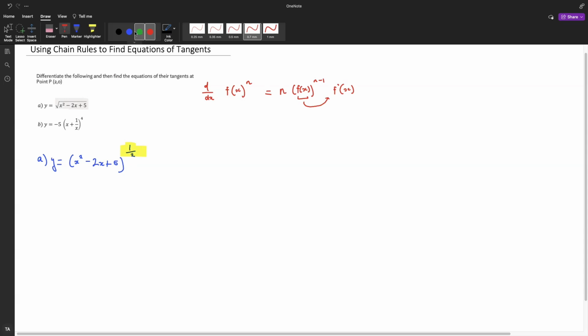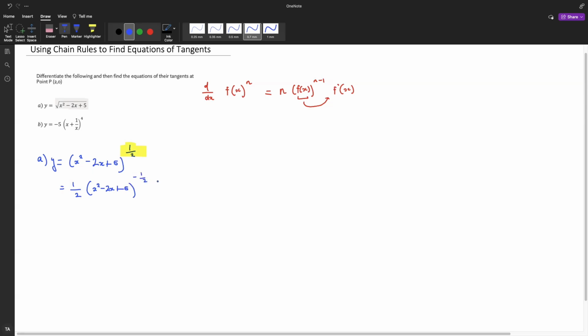Okay, so we've got y is equal to x squared minus 2x plus 5 to the power of half. So first thing I'm going to do is bring the power down. The power is a half, so I'm going to bring that down, a half. Then we're going to leave the function as it is, x squared minus 2x plus 5. And then we're going to reduce the power by 1, so that becomes minus half.